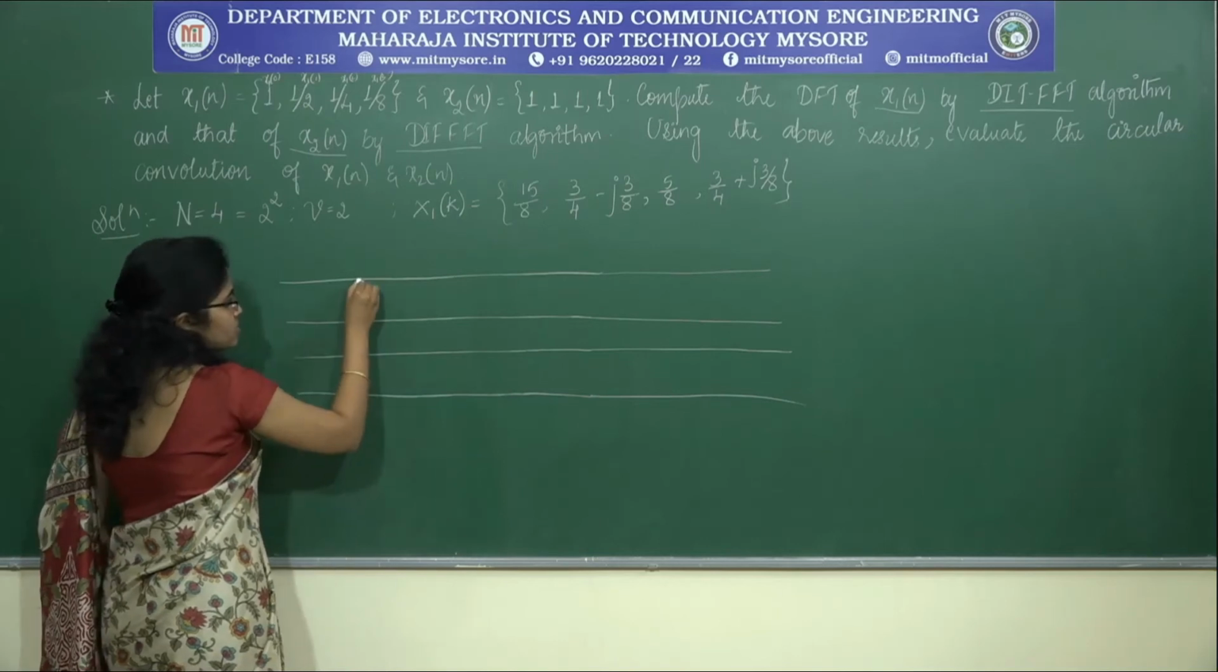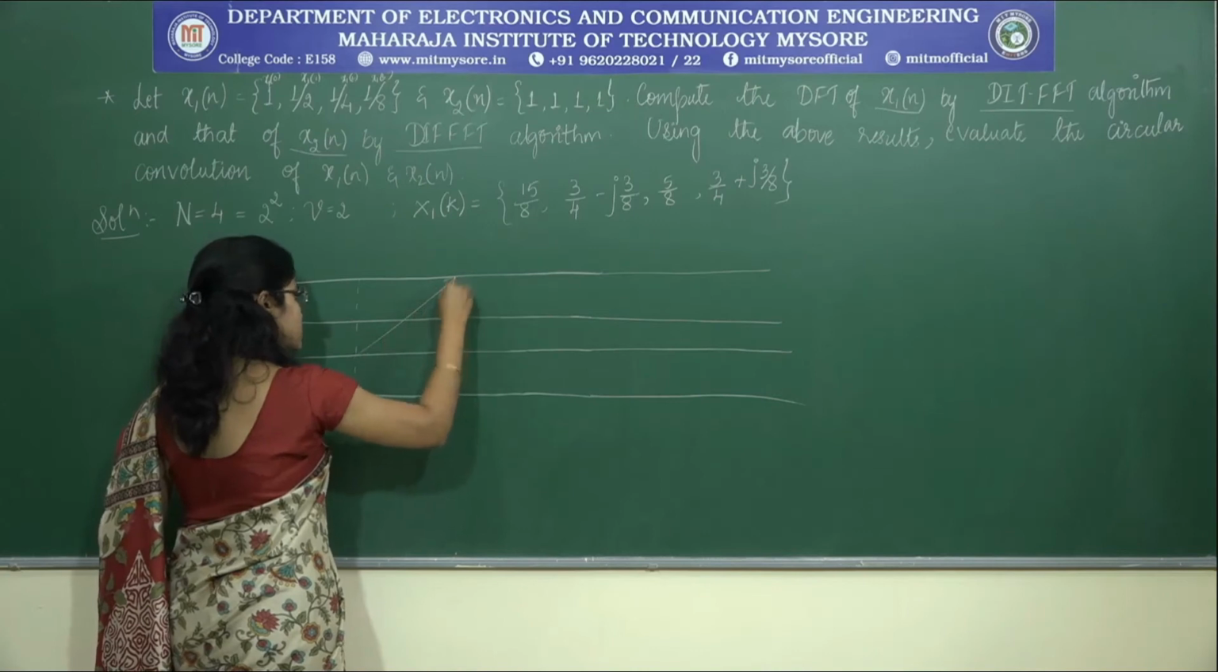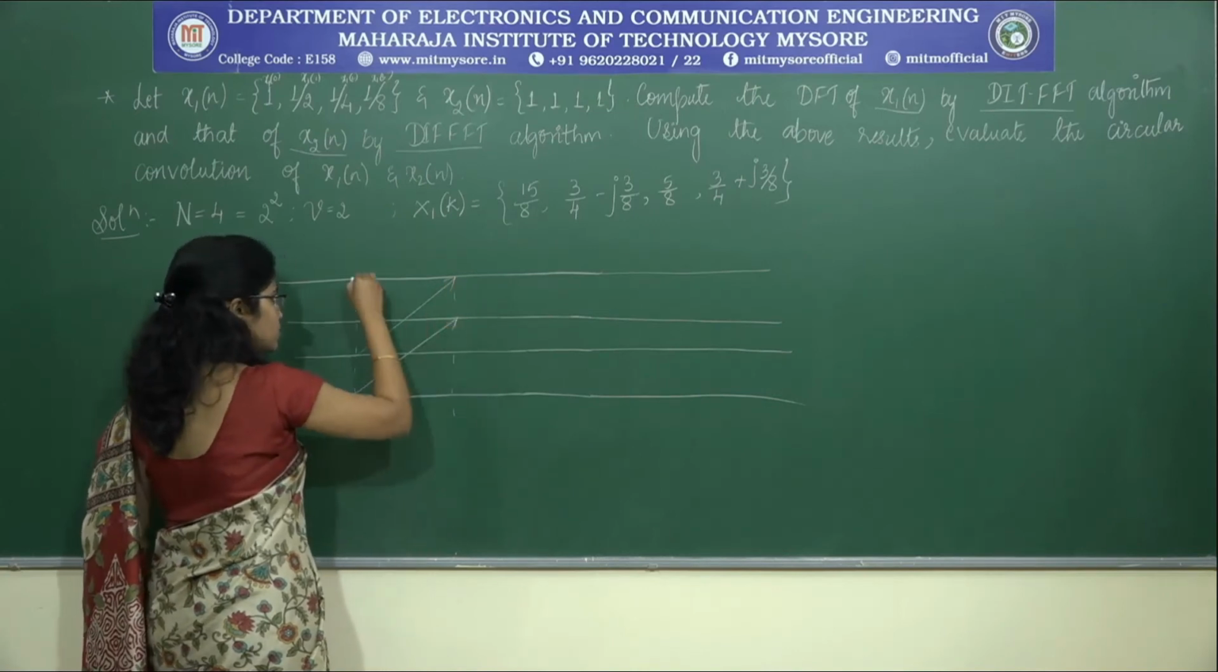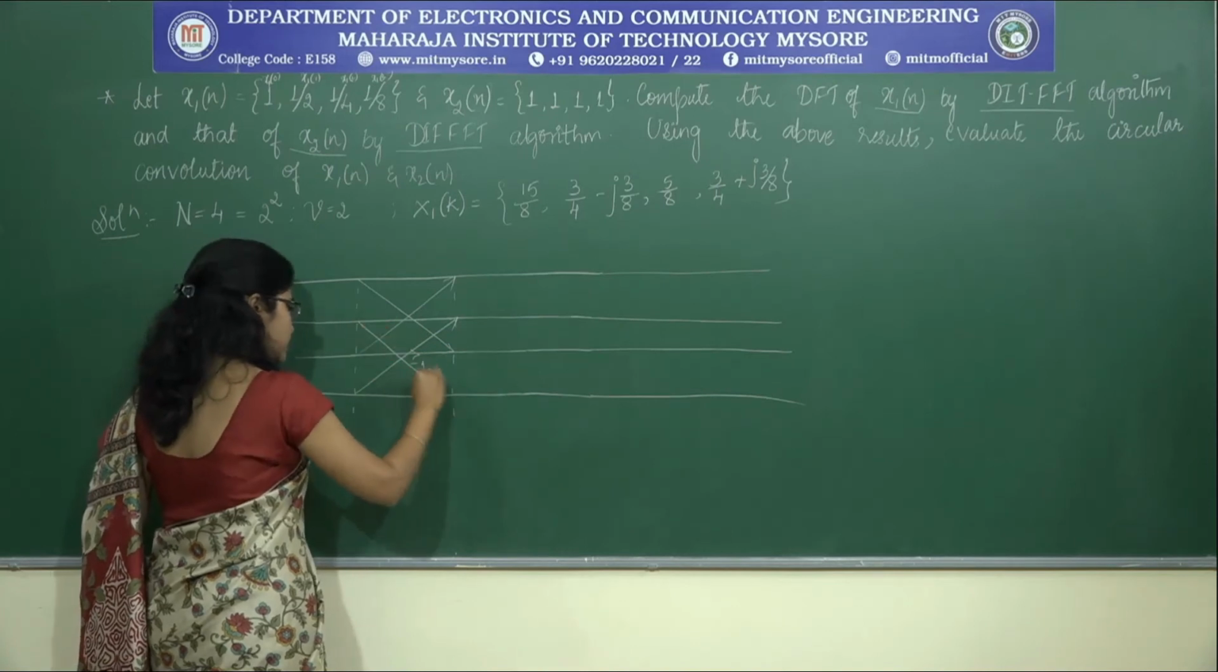So now drawing the figure, the first stage, combine these two inputs, these two, where this has to be multiplied with minus 1.